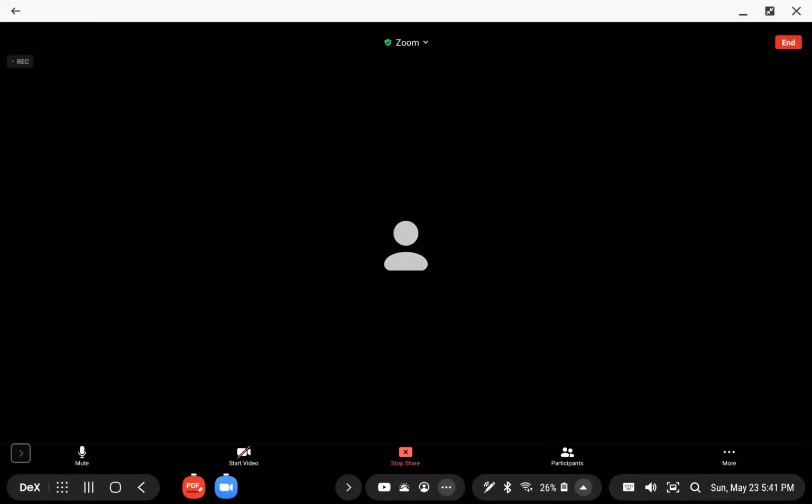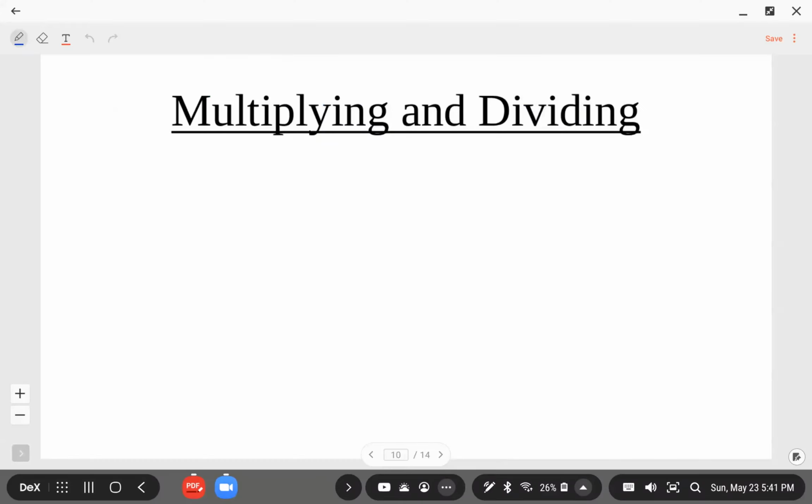We are now looking at multiplying and dividing. Yes, very fancy indeed. Actually, do we have time? Yeah, a little bit of time. I'm going to have to rush through this. Let's look at some examples.